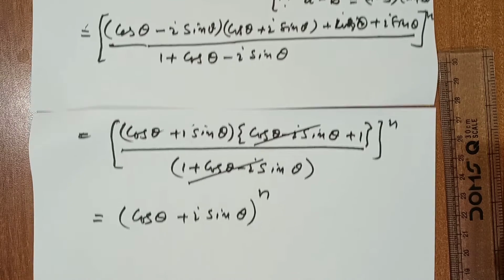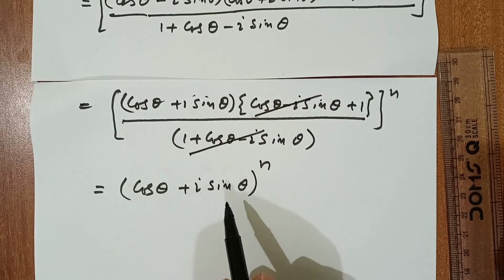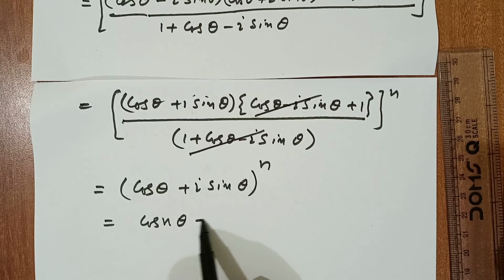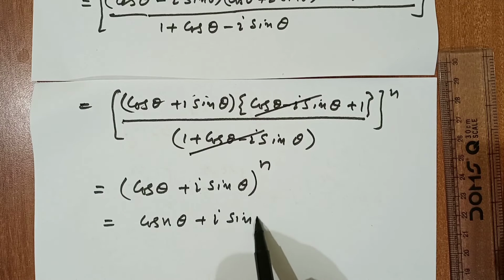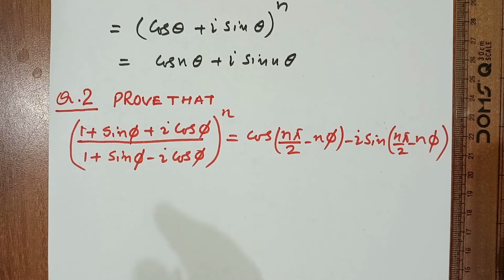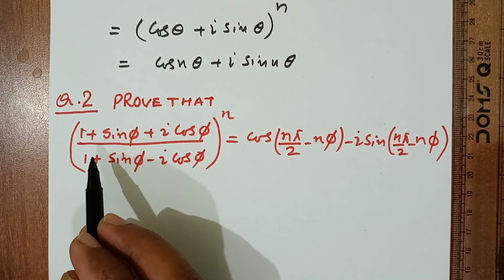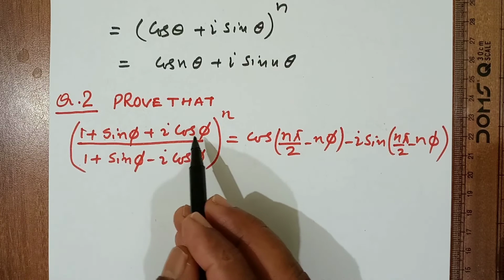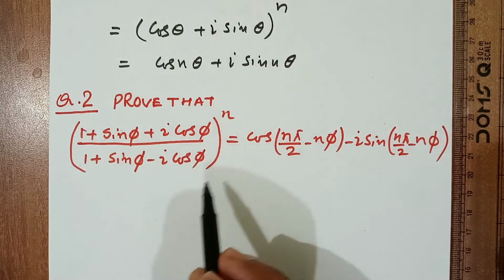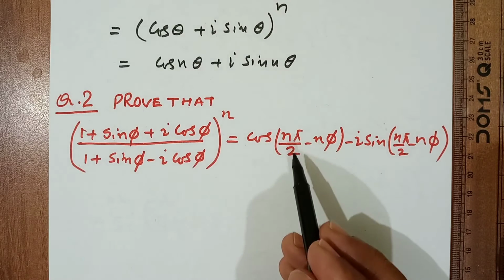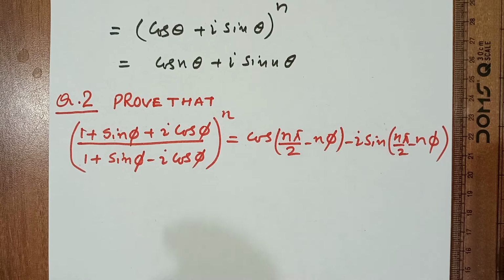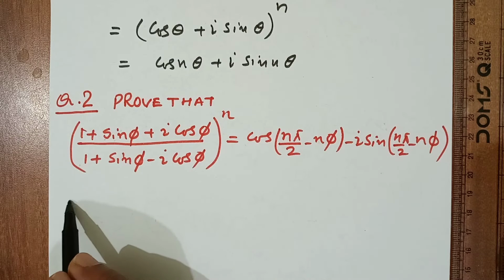Now by De Moivre's theorem we have (cos theta plus i sin theta) to the power n is equal to cos n theta plus i sin n theta, and hence proved. Now the second very important question: (1 plus sin phi plus i cos phi) upon (1 plus sin phi minus i cos phi), to the power n, is equal to cos(n pi by 2 minus n phi) minus i sin(n pi by 2 minus n phi). Okay, so prove.